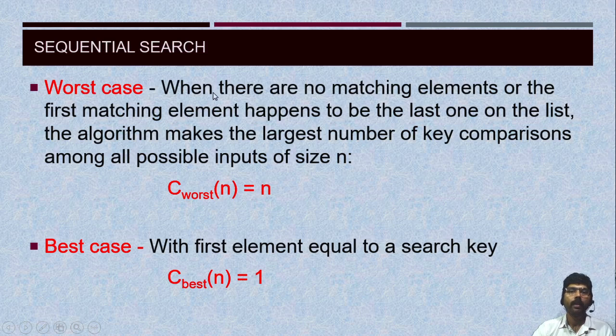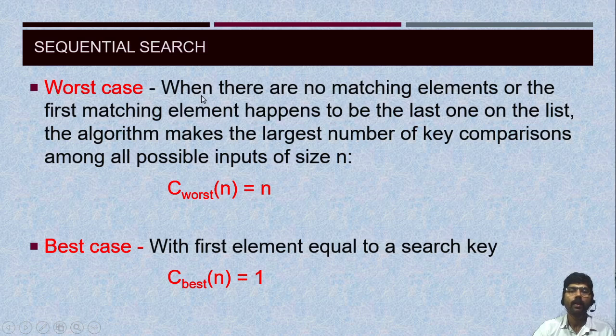Okay, what is the worst case of sequential search? When the matching element is not found in the array, or the element is present but at the last position of the array. In that case, our searching algorithm takes more time. It will consume more processing power at that time. Such a situation is called the worst case of the sequential search.